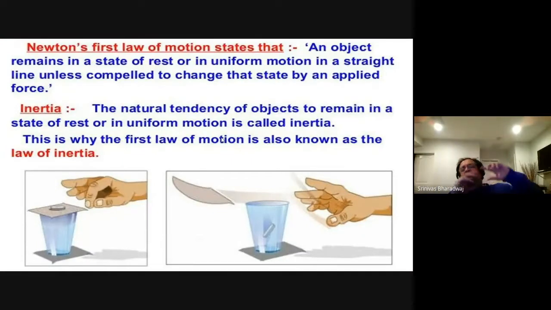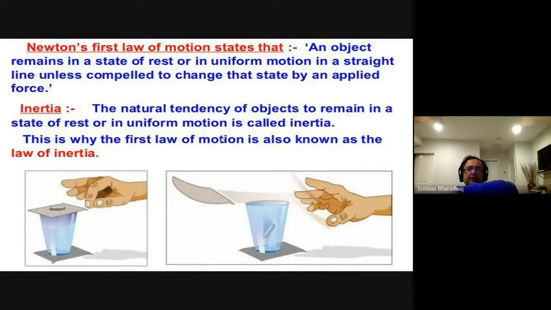As I explained, Newton's laws come with wording that is very in context and specific to the subject you are learning. First law: an object remains in a state of rest or in uniform motion in a straight line unless compelled to change that state by an applied force. The tendency of an object to remain in a state of rest or uniform motion is called inertia. So what is inertia? You don't observe inertia, you only half observe it. I'll show you why.